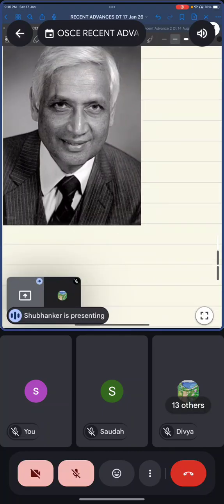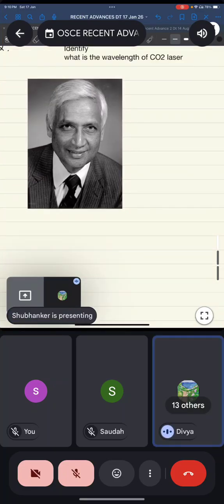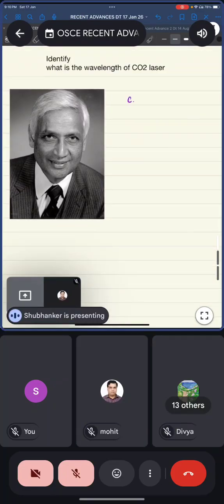Can somebody identify this gentleman? There are only few places where Indians are ahead of everyone. Like Kumar and Patel, sir? Yes, doctor, absolutely correct. C. Kumar and Patel.